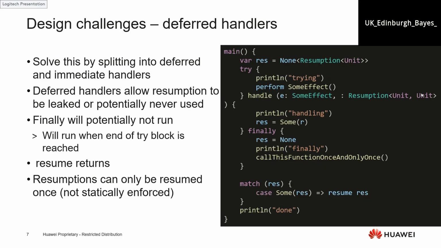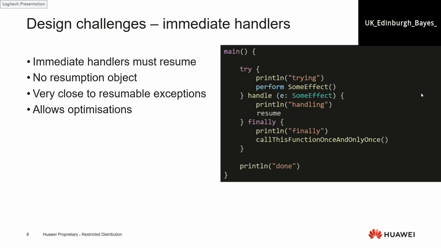Okay. So the flip side to this is immediate handlers. This is almost essentially the default case in Sandy. This is how everybody's encouraged to use effects. If you really need to leak a resumption, you would use deferred handlers, and then at that point, on your head be it if you mess with the finally semantics.